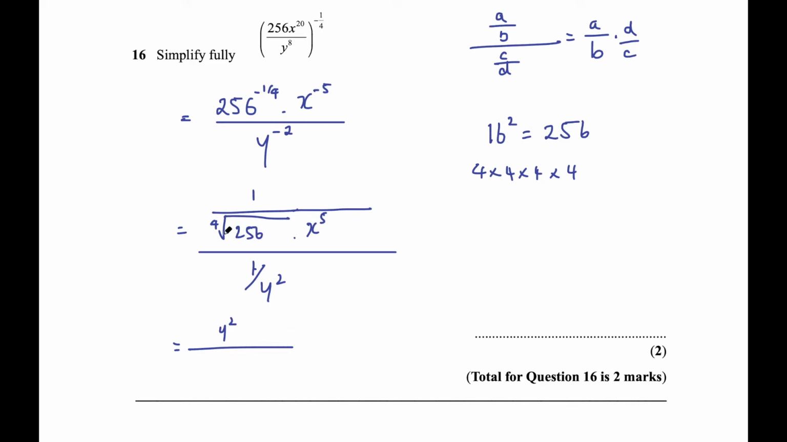So then this denominator becomes 4 times x to the power of 5. And that's about as simple as you can make this expression. So my final answer there is going to be y squared over 4x to the power of 5. That was question 16 for 2 marks.